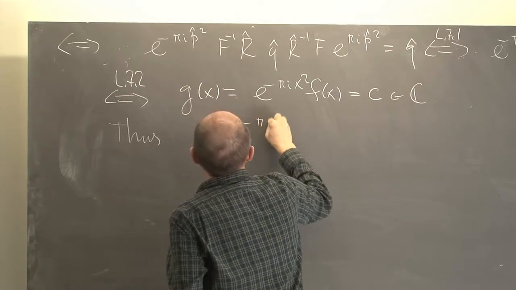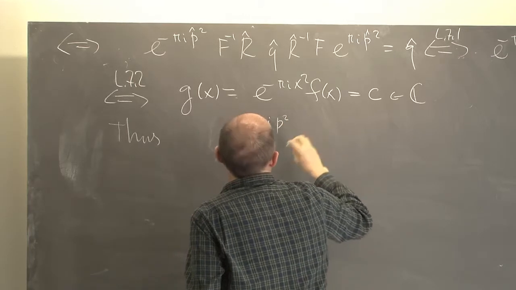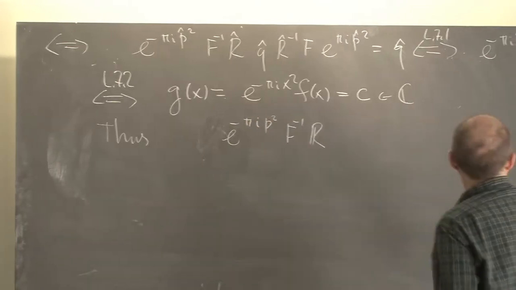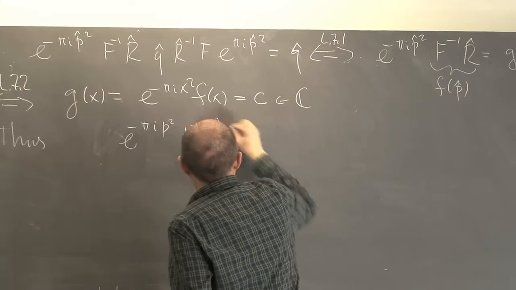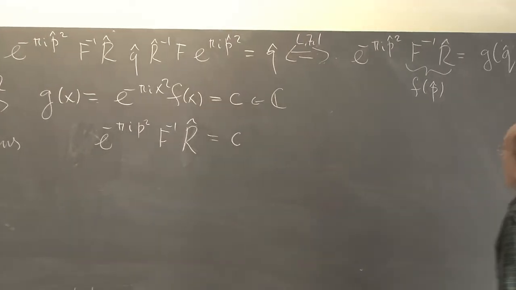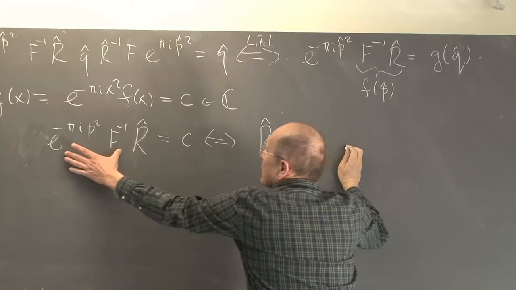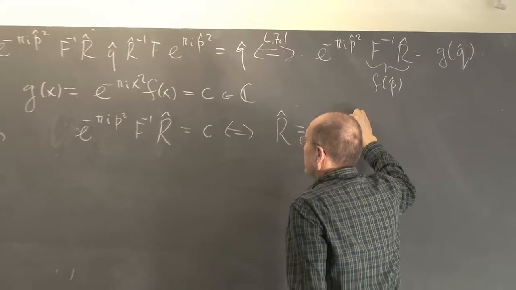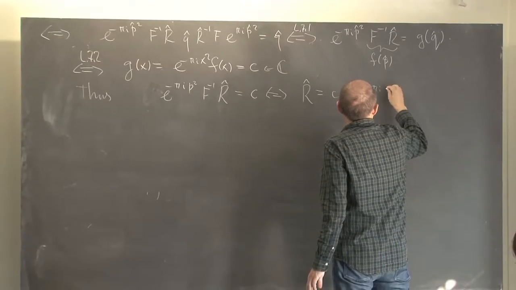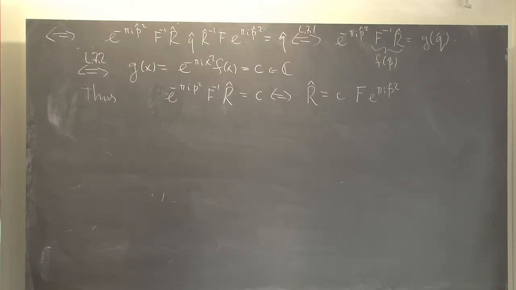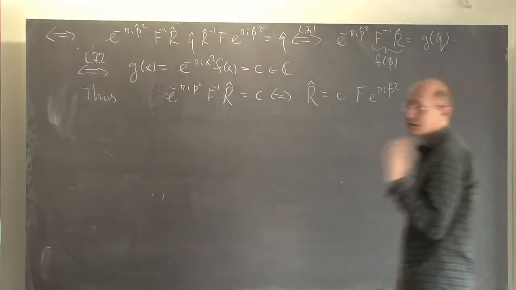So e to the minus pi i P squared F minus 1 R. No, this is not reals, but operator R is equal C. And this we can easily solve for R, which is inverse of this. C times F e to the pi i P squared. So without normalization condition, R is just a multiple of a fixed operator. So the solution space of our linear homogeneous system is one-dimensional.